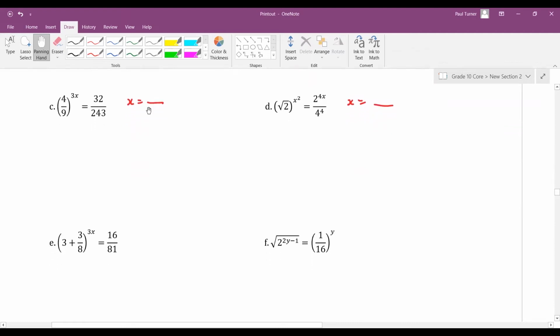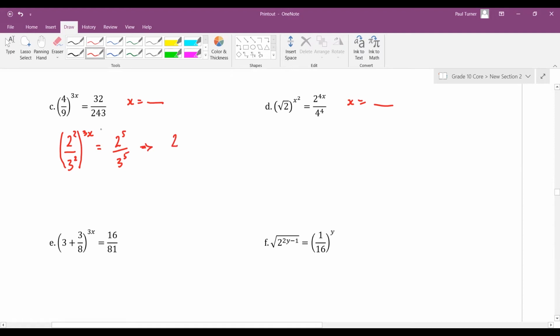So how about question C? We've got 4 and 9. And this is a fraction too. So I'm thinking we can simplify this to 2 power 2, isn't it? So 2 squared, 3 squared. And this is 3x equals 32. That's 2 power 5. And 243, that's 3 power 5. Notice now we're going to have actually the same base. It's going to be 2/3. So we should probably fix that a bit.